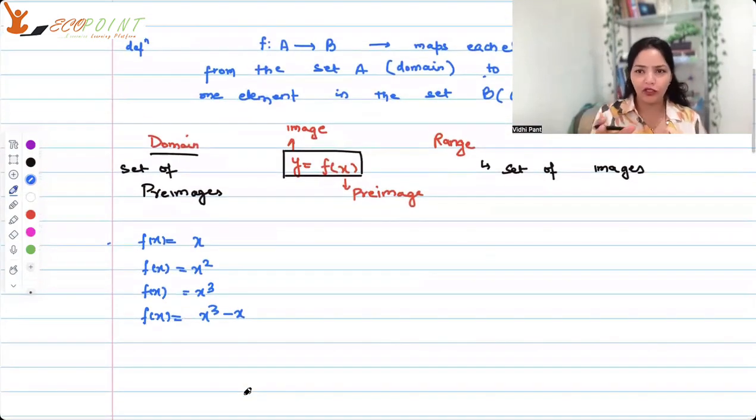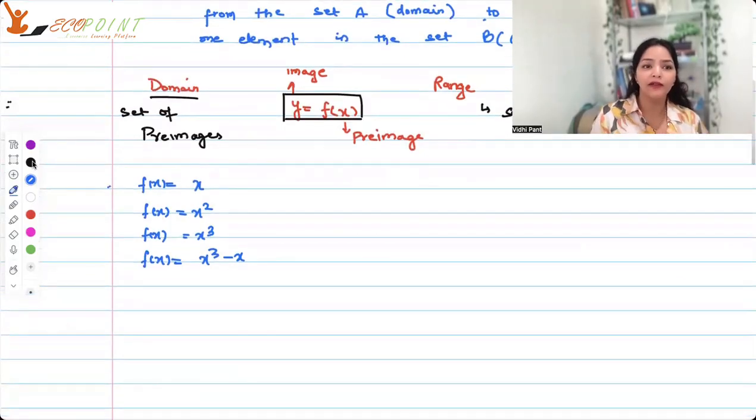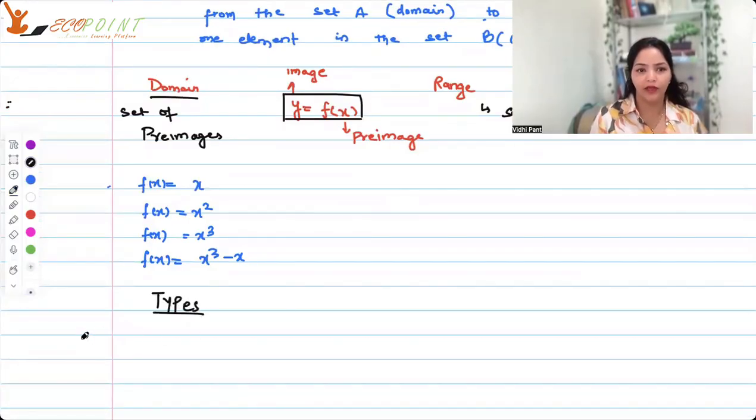But all these functions are individually different types of functions. In the first example, x is to the power 1, which is an odd power. In the next one, it is an even power. In the next one, it is cube, so it is an odd power and so on. So you can have different types of functions. And here, let's broadly divide functions into the following parts.